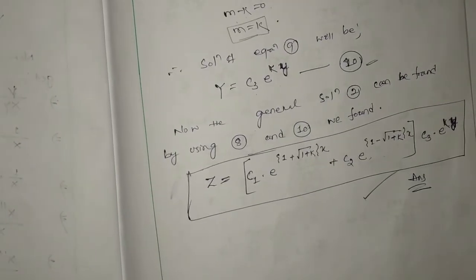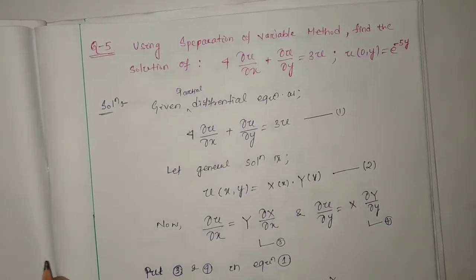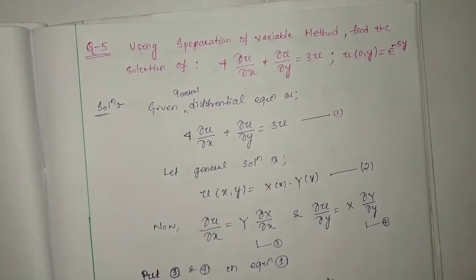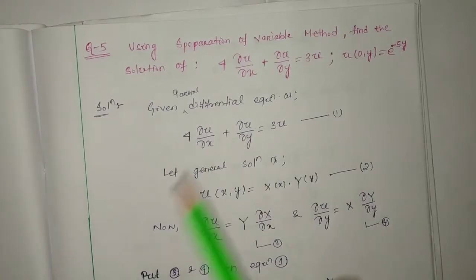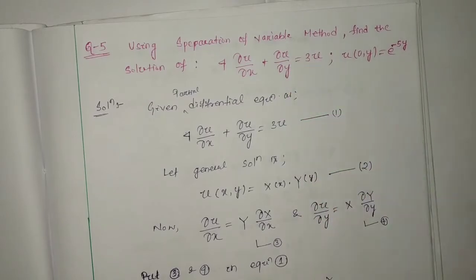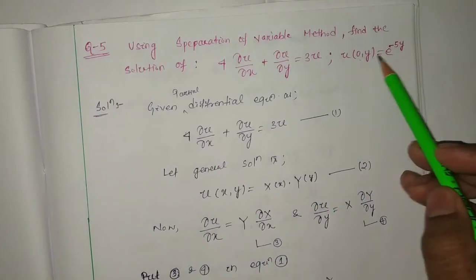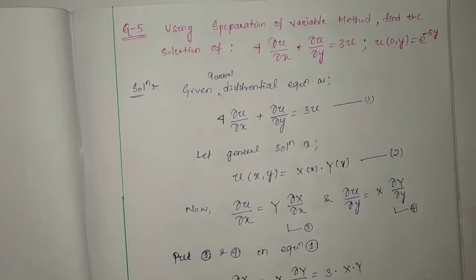Now we have to move to another question, question number 5. We have to solve this differential equation: 4 del u by del x plus del u by del y equal to 3u. The given condition is that u(0, y) equals e to the minus 5y.